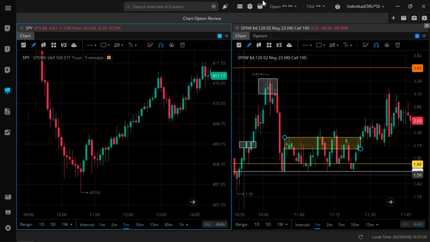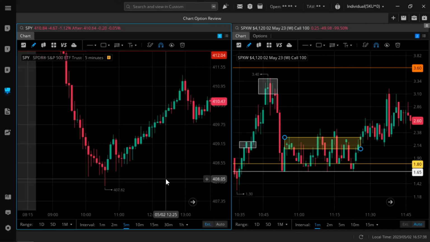It's not the same in TOS. I don't see the same wick. Let me pull TOS up on my phone real quick while I'm still recording, and I can see what I see on the chart.